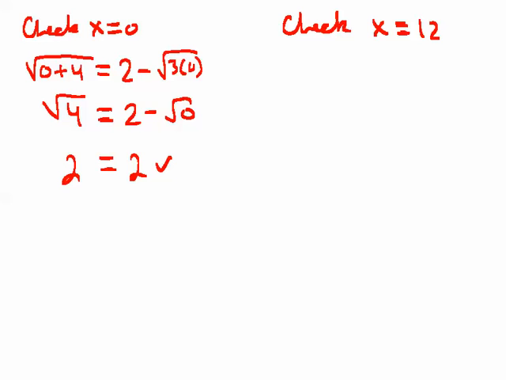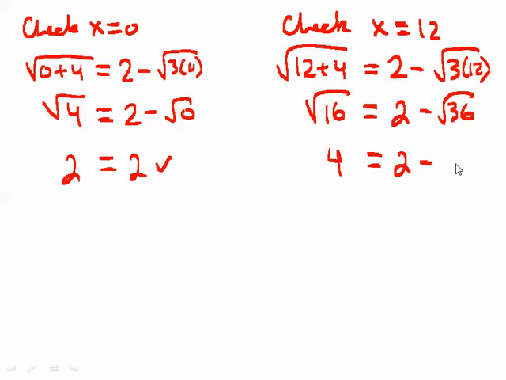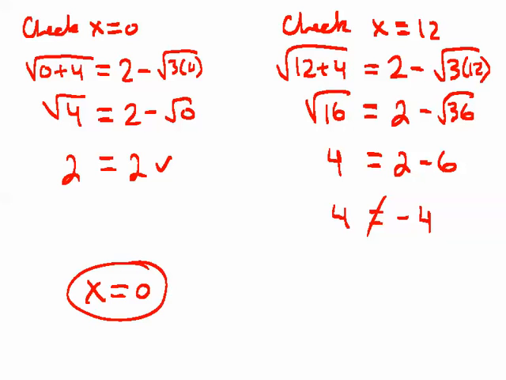Looking at the 12 here. Okay, that's 36 on that side. But let's see, 12 plus 4 is 16. 2 here, minus 3 times 12 is 36. Okay, square root of 16 is a 4. Square root of 36 is a 6, so that doesn't check out. So I got 0 as the answer.